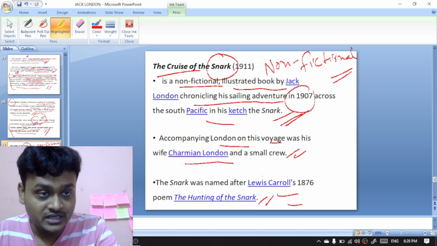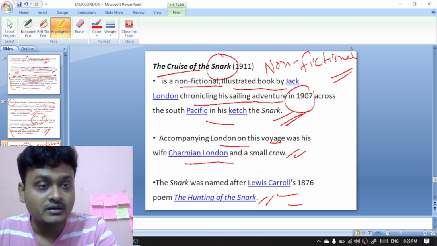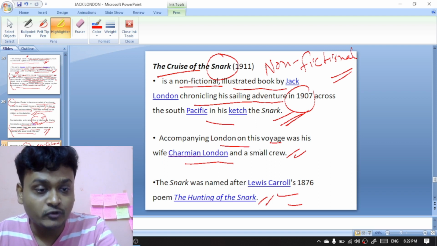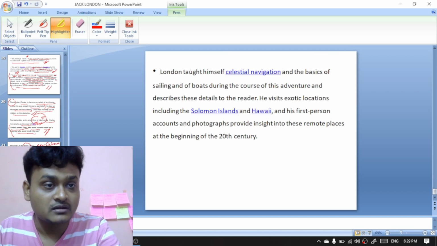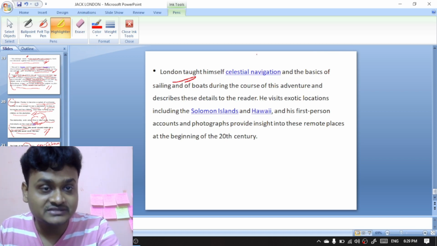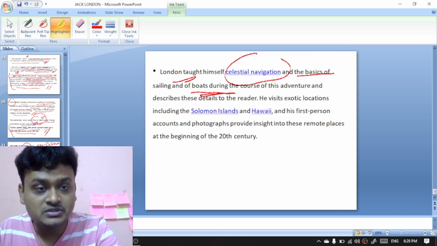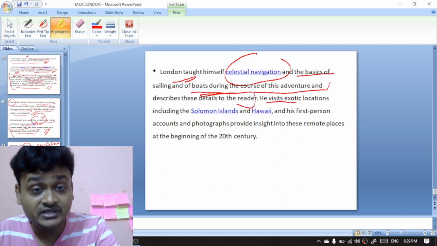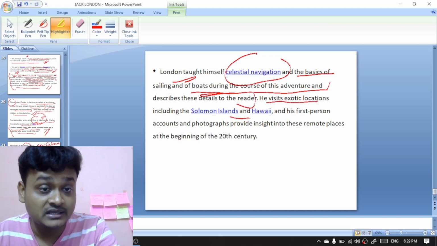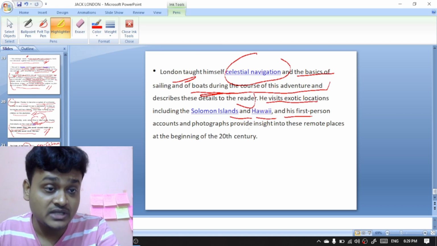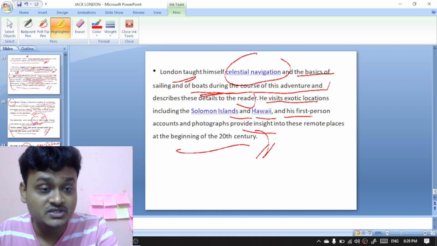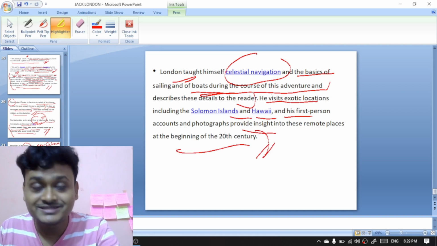So the word Snark from the title has been taken from Lewis Carroll's 1876 poem, The Hunting of the Snark. Jack London taught himself celestial navigation and the basics of sailing boats during the course of this adventure, and describes these details to the reader. He visits exotic locations including the Solomon Islands and Hawaii, and his first-person accounts and photographs provide insight into these remote places at the beginning of the 20th century. So this is all about Jack London.